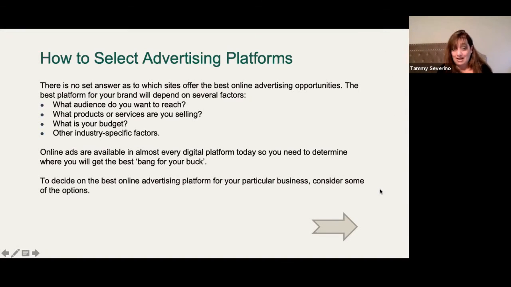So online ads are available pretty much on every digital platform today. So you need to determine which one is going to help you to get the best bang for your buck, because your return on your investment is a critical piece. If you spend somewhere and have one person respond, well, were you expecting one response? Were you expecting 100? So you have to weigh that and determine how much volume do you normally get into your business that's going to then be converted from prospect to sale.